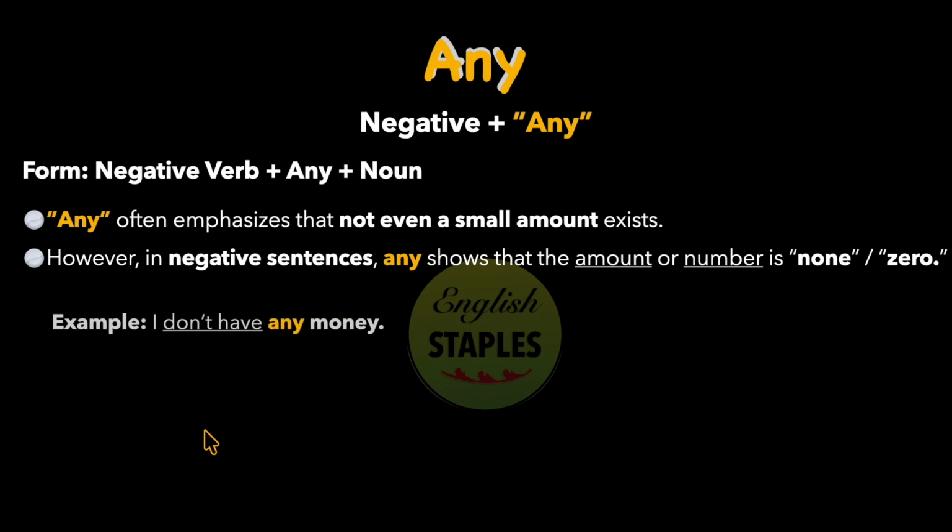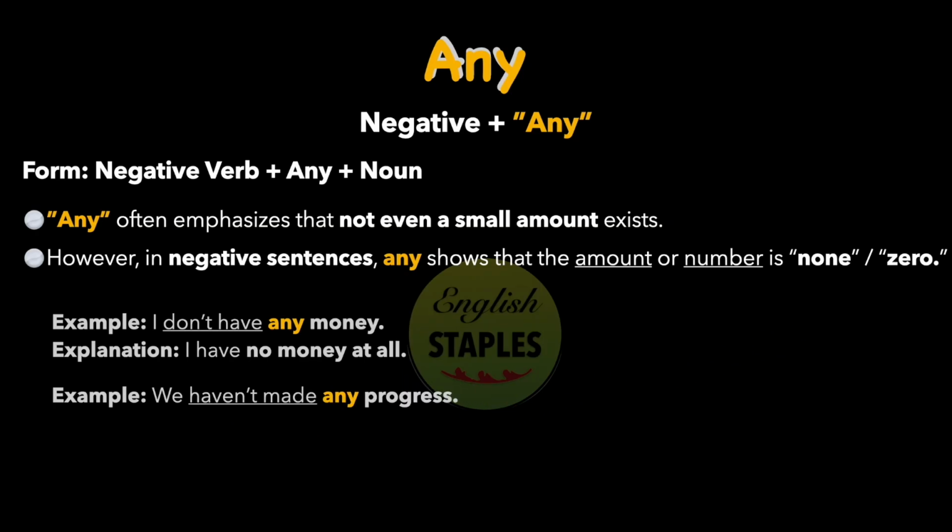For example, I don't have any money. I do not have any money. This is a negative statement because it has do not have. That's the verb, do not have. The explanation: I have no money at all. None. We haven't made any progress. We have not made any progress. This is a negative statement. Any in this means we have made no progress at all. No progress.